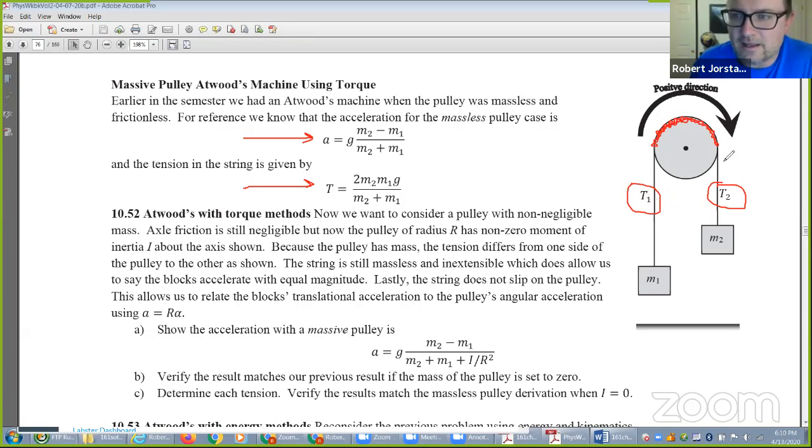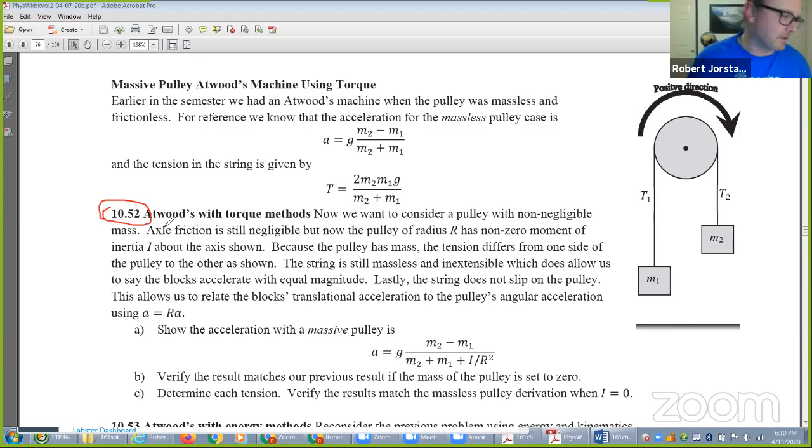Let's get into here and look at this problem and see how we handle it. Let me clear my annotations first. So I'm going to look at the solution to 10.52. Everybody read 10.52 really quick. I'm going to read it as well. See if there's anything else I need to say.